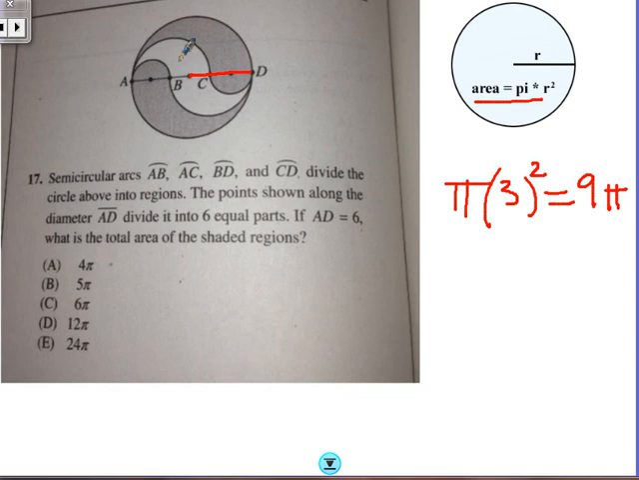So we know the shaded area is going to be less than 9 pi because we have this non-shaded piece on the inside. We can eliminate these two answers. There's no way that shaded area can be more than 9 pi. So let's get rid of answers D and E.